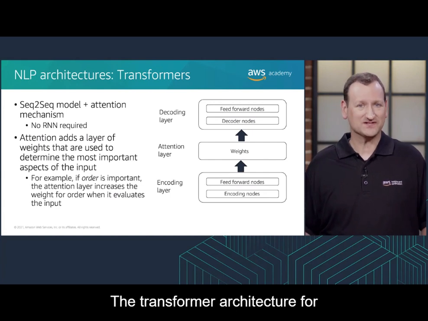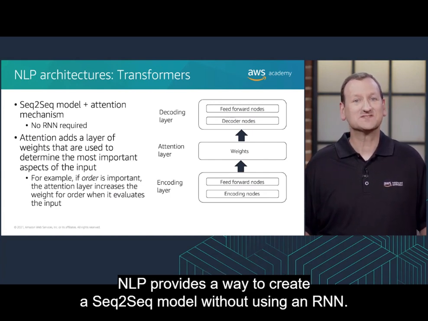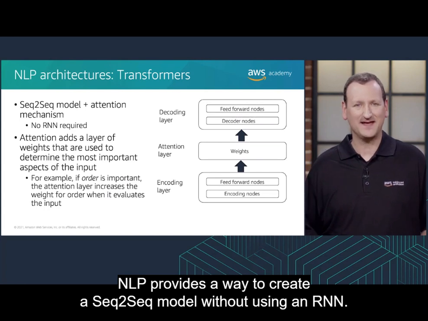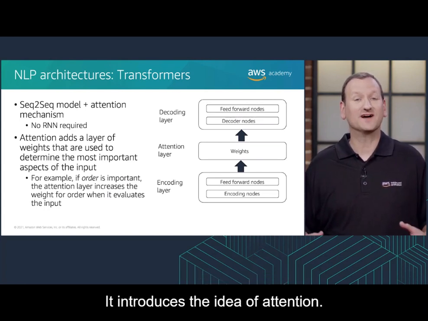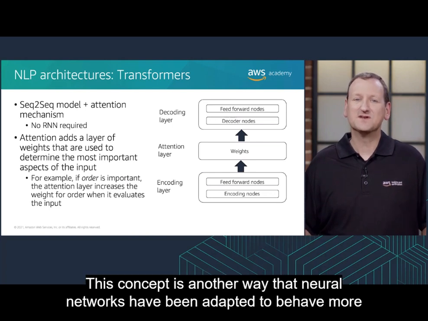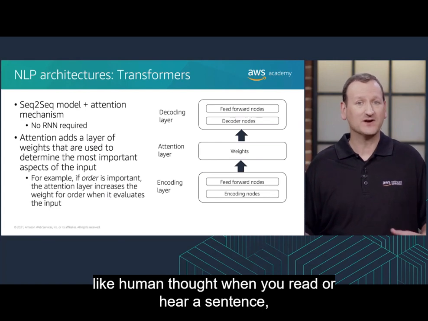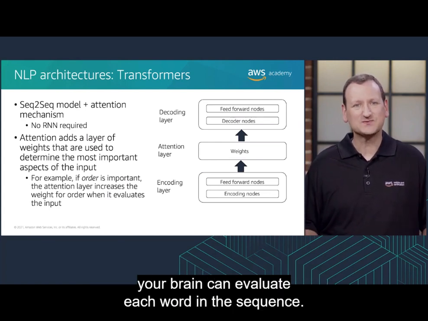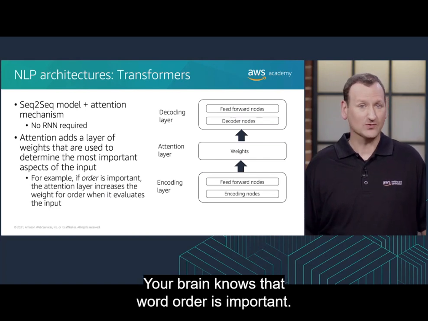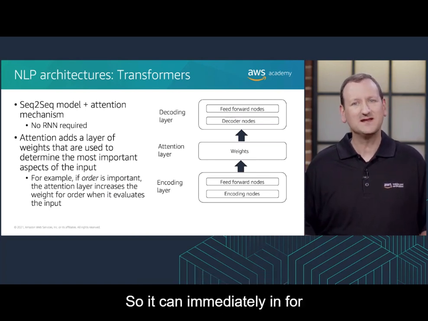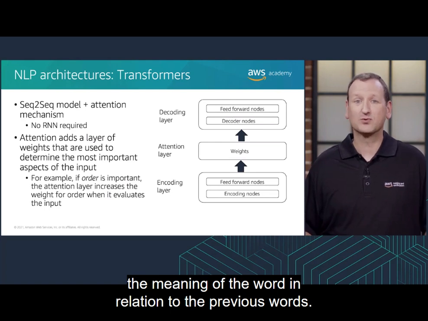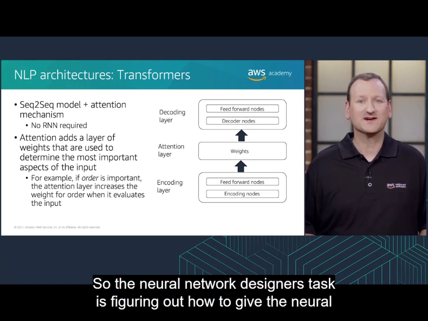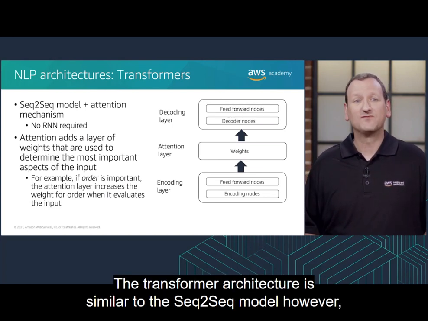The transformer architecture for NLP provides a way to create a seq-to-seq model without using an RNN. It introduces the idea of attention. This concept is another way that neural networks have been adapted to behave more like human thought. When you read or hear a sentence, your brain can evaluate each word in the sequence. Your brain knows that word order is important, so it can immediately infer the meaning of the word in relation to the previous words. So the neural network designer's task is figuring out how to give the neural network this knowledge. The transformer architecture is similar to the seq-to-seq model.